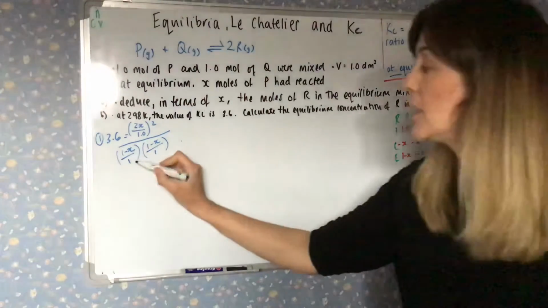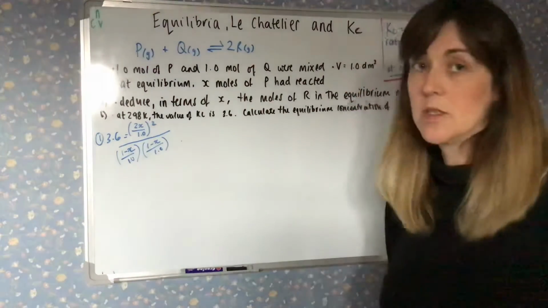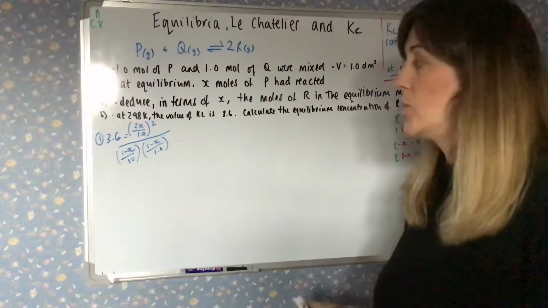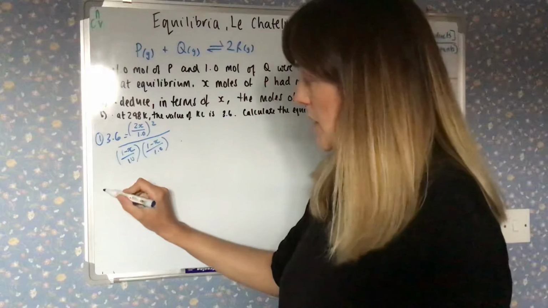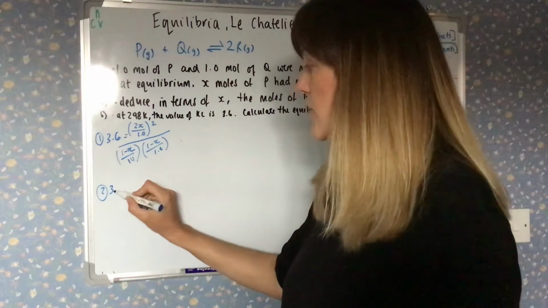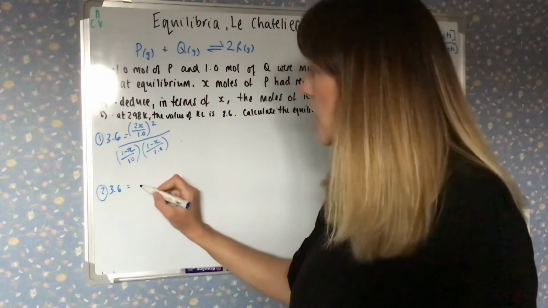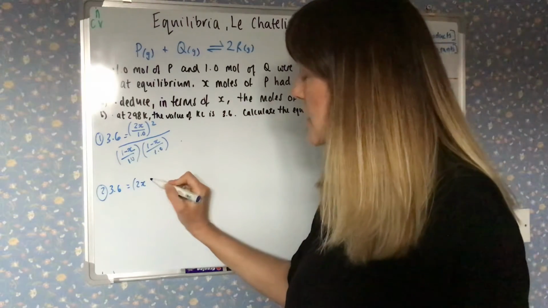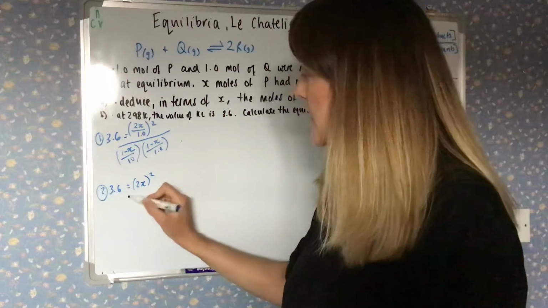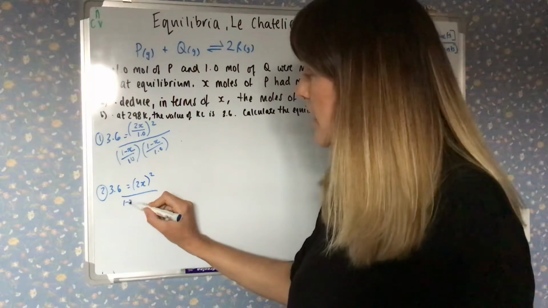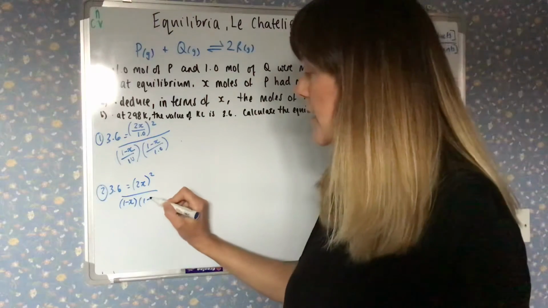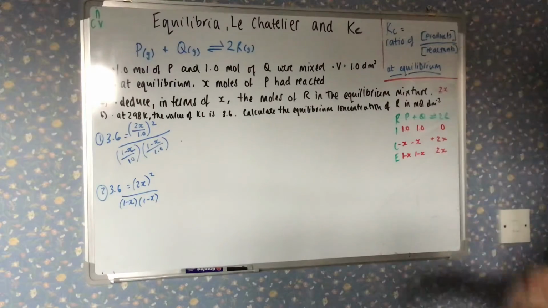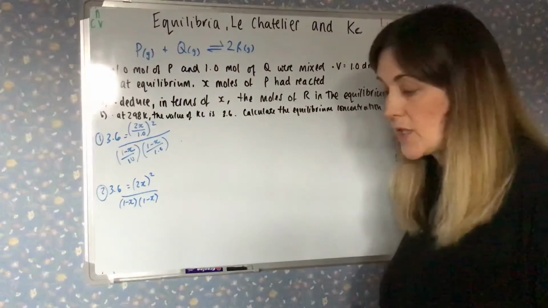Now, the really good thing here is that the volume is 1 decimeter cubed. So we can actually get rid of all that, all the ones. So if you just rewrite that, we've got 3.6 is equal to (2x) squared. I'm going to put it in brackets just to make it easier to look at. Over 1 minus x, 1 minus x, and of course 1 minus x times 1 minus x is 1 minus x squared. Right, so we have to start rearranging this equation.